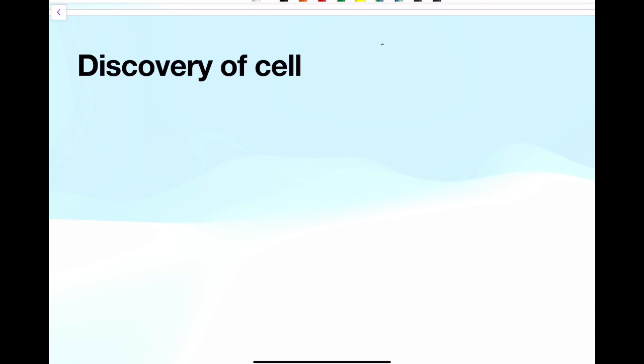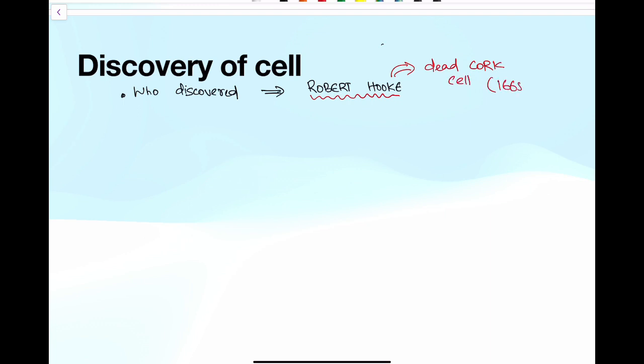From the discovery of the cell, you must remember, if you are asked in general, who discovered the cell, the answer will be Robert Hooke. But you must also remember that Robert Hooke discovered a dead cell, a dead cork cell, in 1665. The name cell he gave became a misnomer, because actually a cell is not dead. A cell contains a lot of metabolic machinery inside, but Robert Hooke observed the empty cork cells, so he gave the term cell.